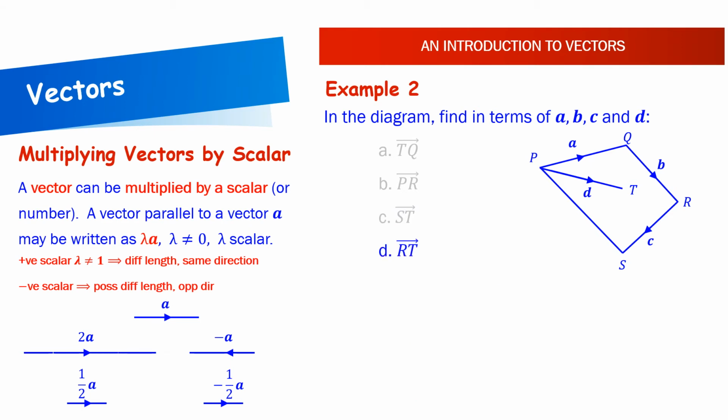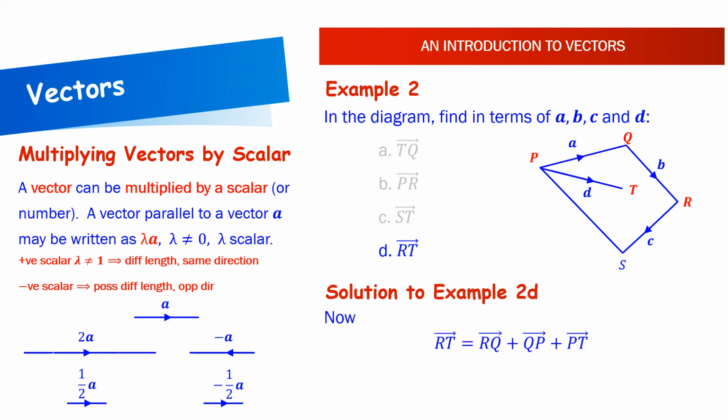And now for part D. In the diagram, find in terms of a, b, c and d the vector RT. Here's the journey highlighted. So to get from R to T, we first go from R to Q, then Q to P, and then P to T.